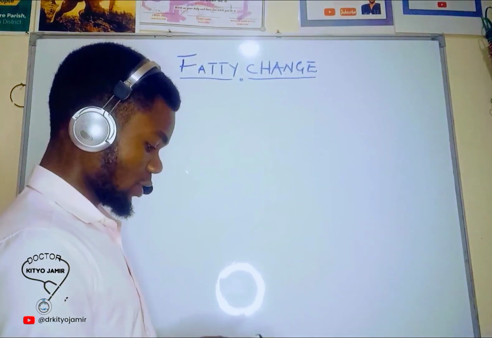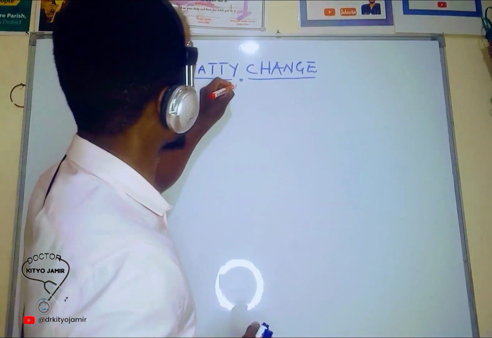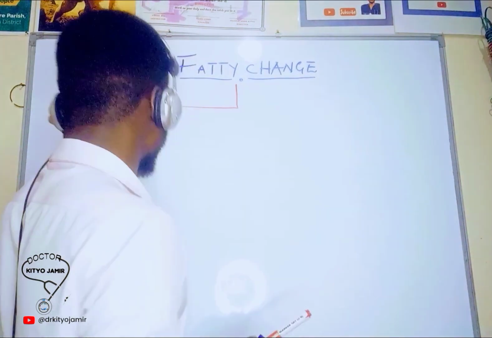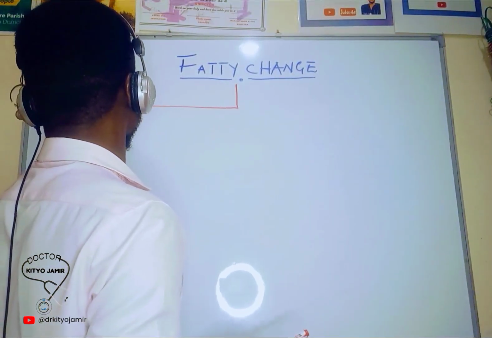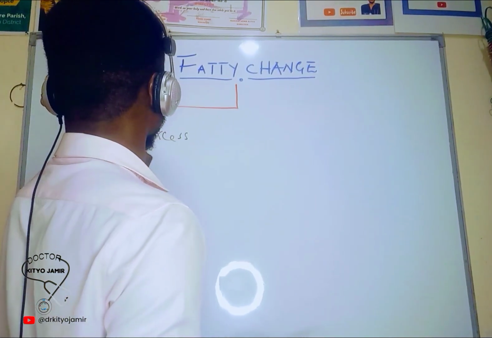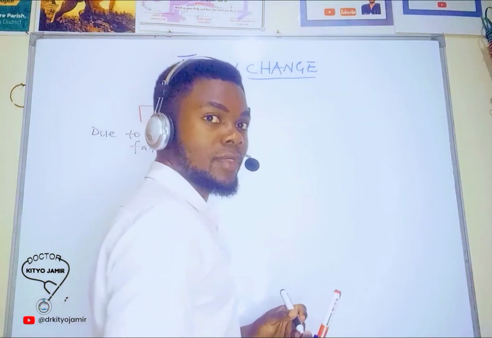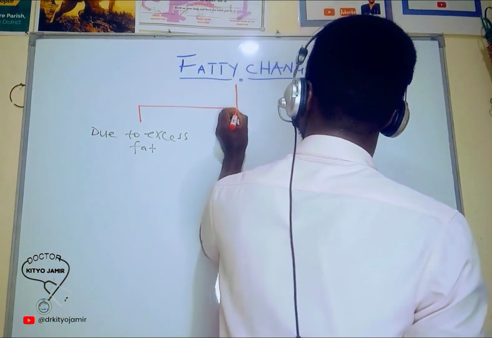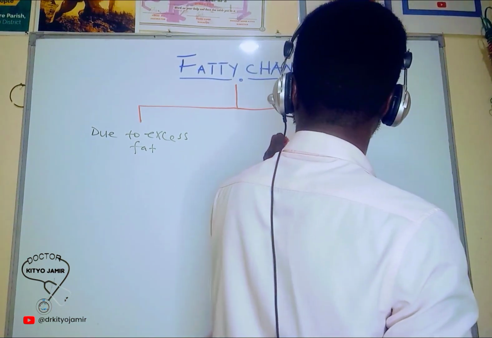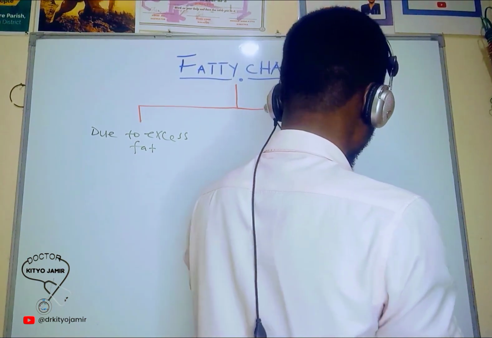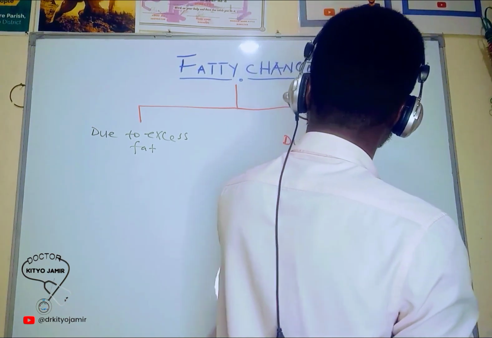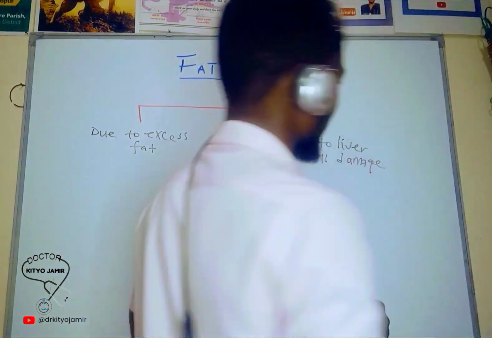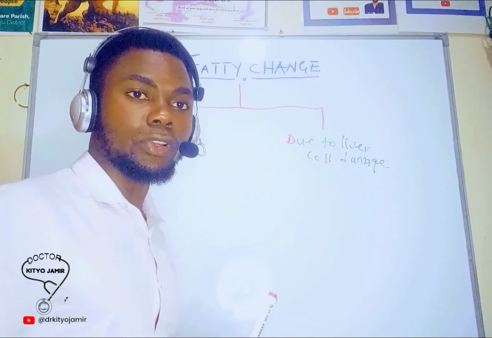So when I draw my table here, this side I'm going to have conditions due to excess fat. And this side I'm going to have conditions due to liver cell damage. So those are the two divisions we are going to have here.